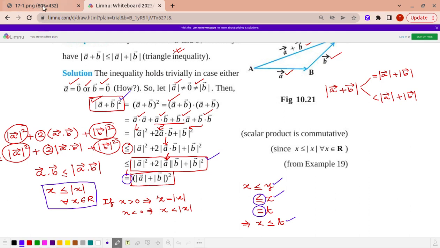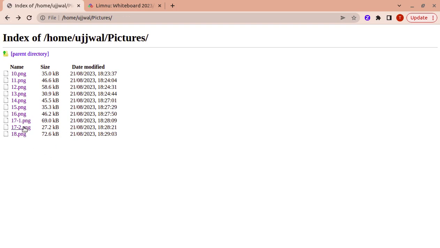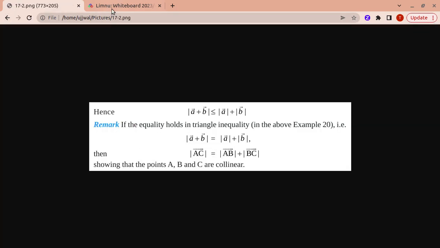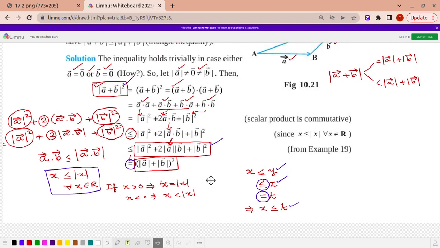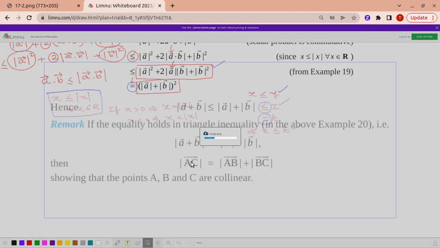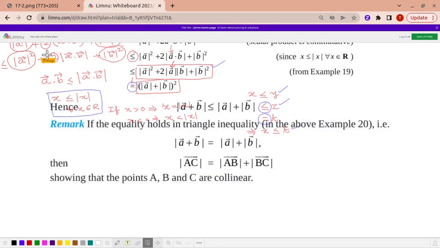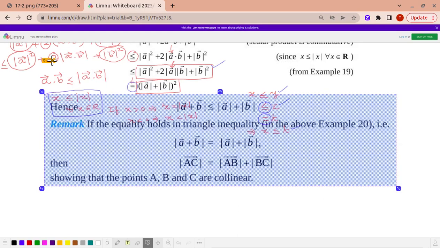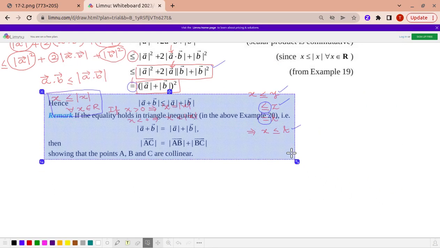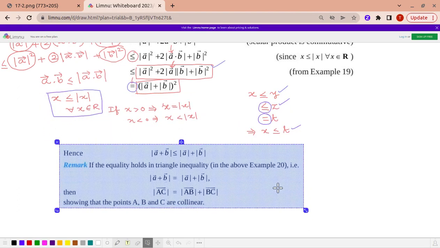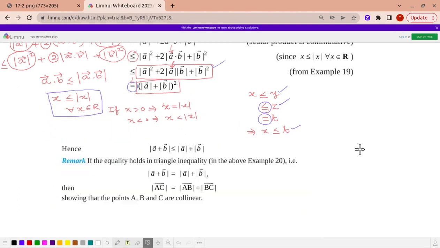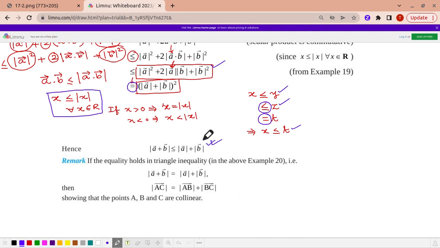So let me take the next portion of the solution here, and then let me explain. So from here what you can write, okay. So here I wanted to show you, mod of A plus B is less than or equal to mod A plus mod B. So that we are concluding, correct.